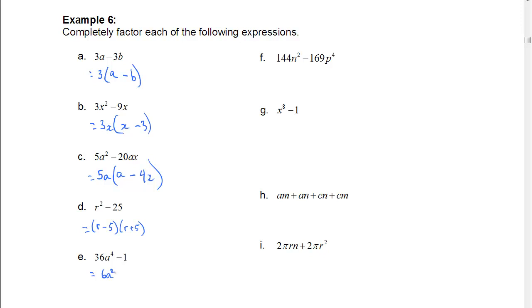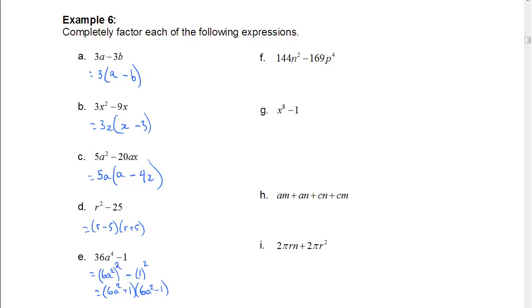So we're going to write 36a to the 4 is the same as 6a squared, all squared, minus 1. And 1 squared is the same as 1. So we can factor it then as 6a squared plus 1 multiplied by 6a squared minus 1. Same rule, a little harder to see.